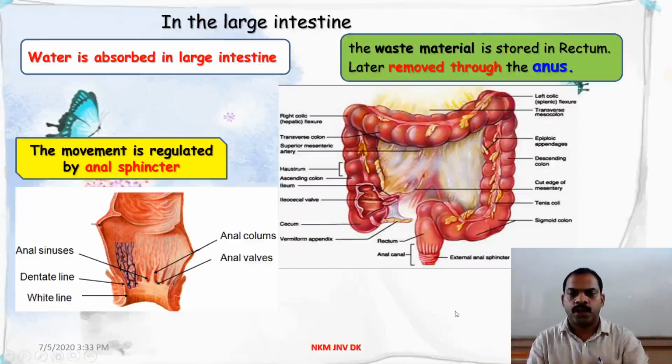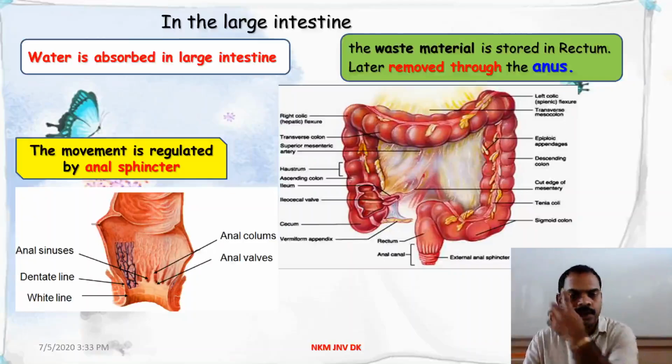So this is all about the digestion process. I think you understood these concepts. Please remember the organs and their functions. You can make a table of the enzymes and their role in digesting the materials, the glands, etc.